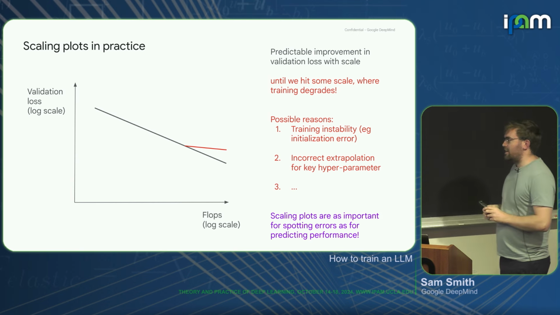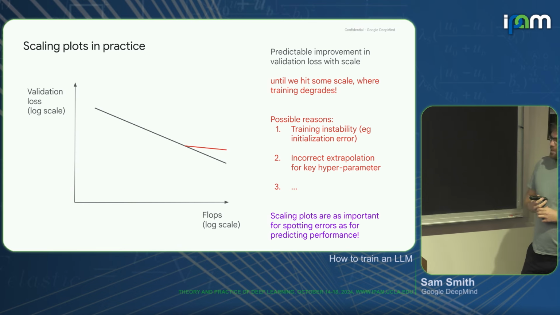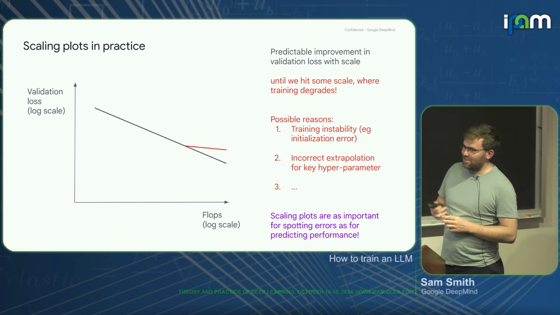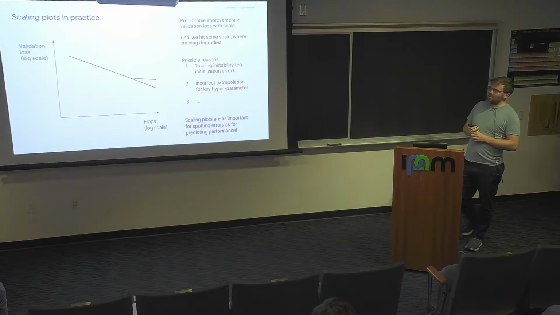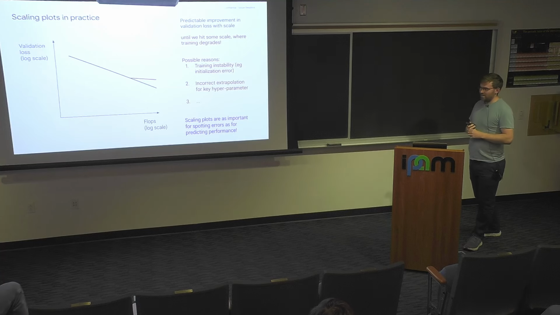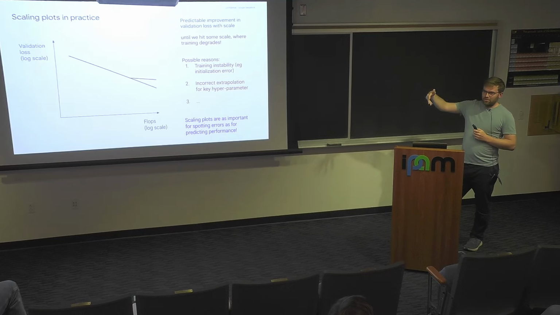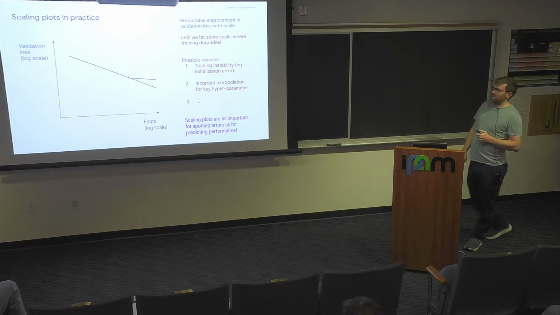Just as an aside, I don't know anyone who sets off a truly large scale run and expects the final model to lie exactly on their scaling curve. So I wouldn't say we really have predictable improvement with scale. One of the biggest uses of scaling plots is that it allows you to tell if your performance is underachieving what you would hope to achieve. If you see a kink like this, it's a strong indication that you've made a mistake. Then you go back and analyze the model, figure out what the mistake was, and rerun. That's actually why I think they're really useful.